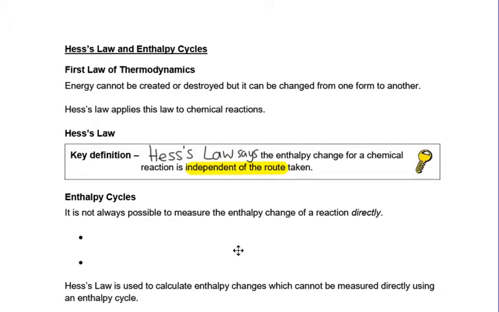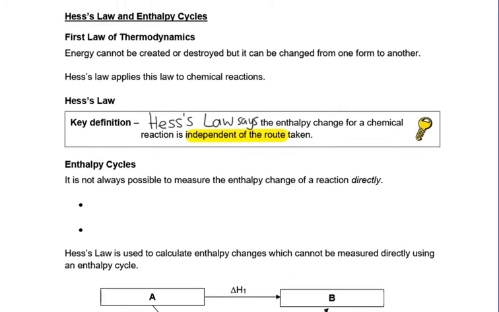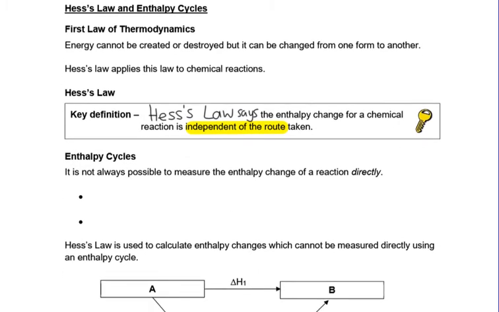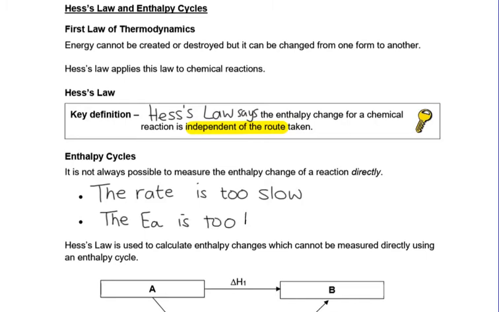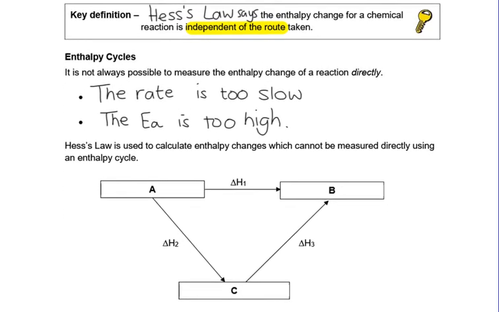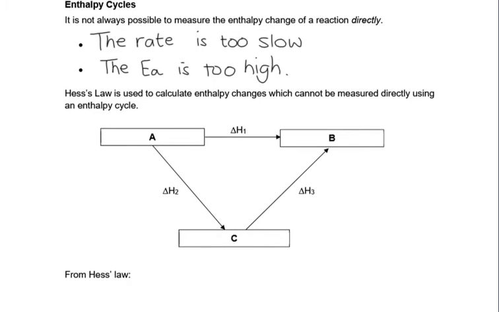Well, it's not always possible to go from A to B directly. Maybe that thing is not able to be done as an experiment. Maybe the rate of that reaction is too slow, so you cannot measure it easily, usually because the activation energy is too high. So that experiment is not measurable, and we have to find a different experiment that we can do. So here's how it works.